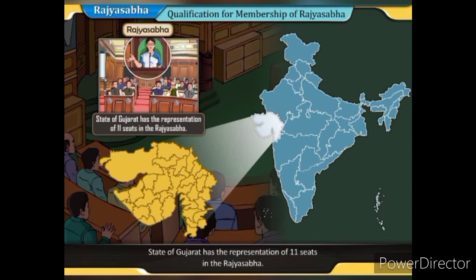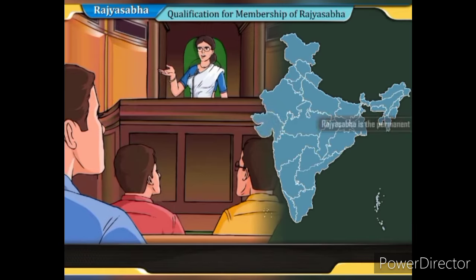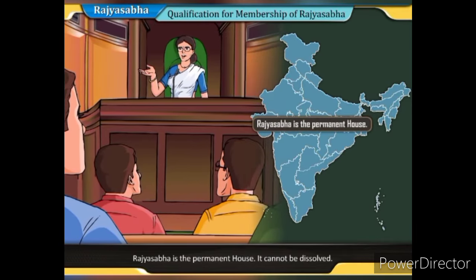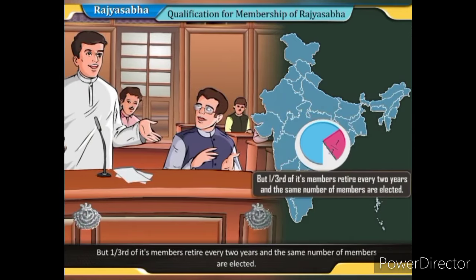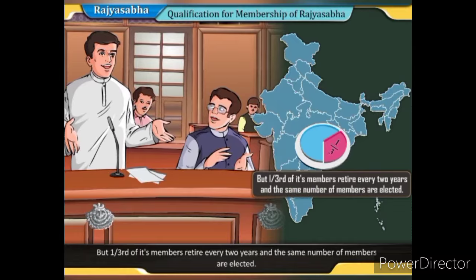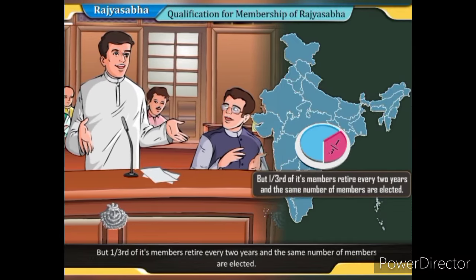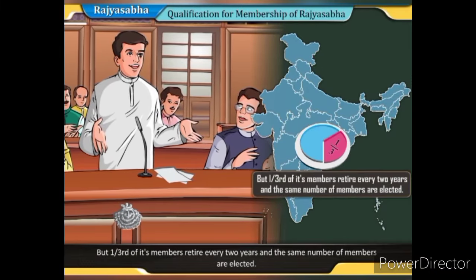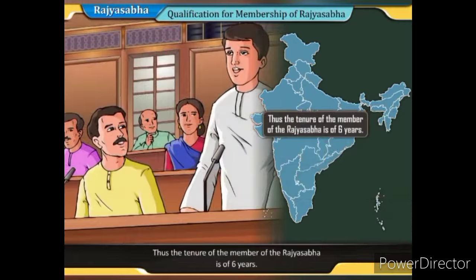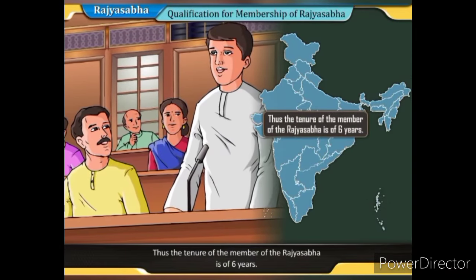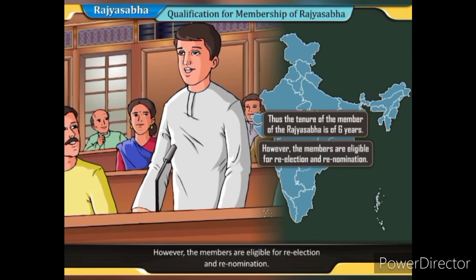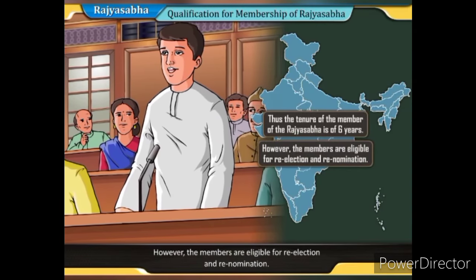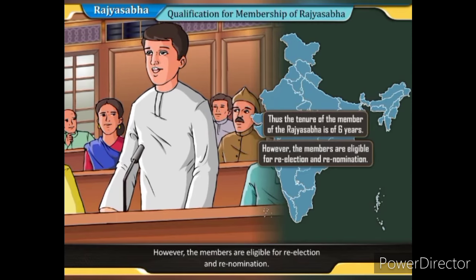The State of Gujarat has the representation of 11 seats in the Rajya Sabha. Rajya Sabha is the permanent house. It cannot be dissolved. But 1/3 of its members retire every 2 years, and the same number of members are elected. Thus, the tenure of a member of the Rajya Sabha is 6 years. However, the members are eligible for re-election and renomination.